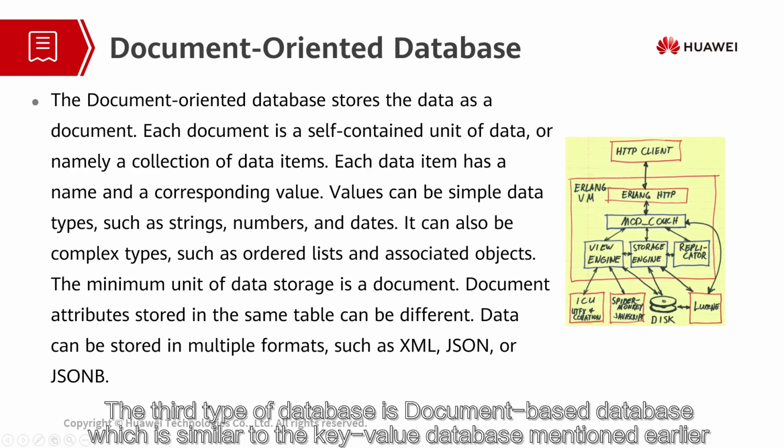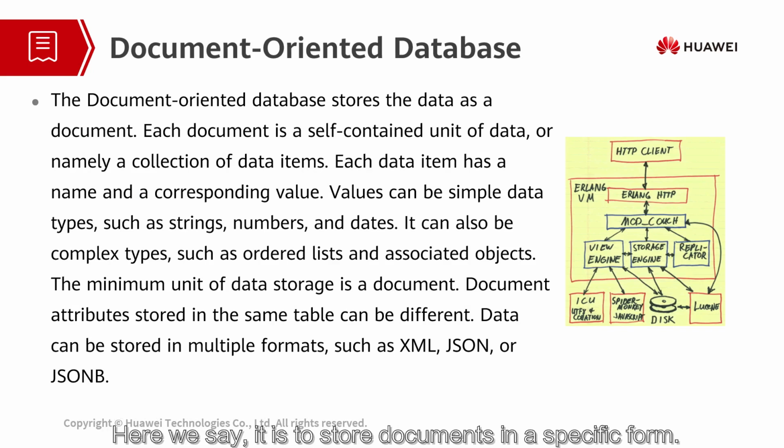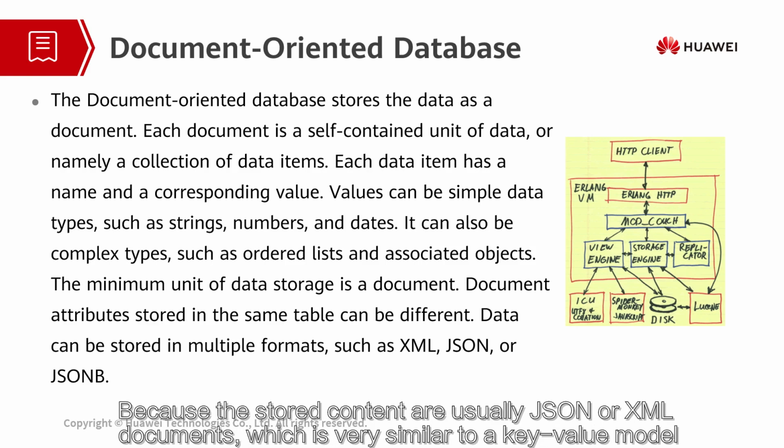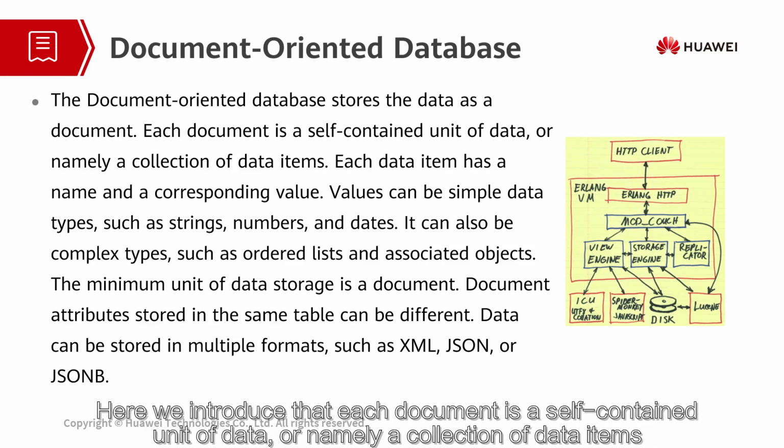The third type of database is document-based database, which is similar to the key value database mentioned earlier. Here we say it is to store documents in a specific form, and simply speaking, it can be regarded as an upgraded version of the key value database, because the stored content are usually JSON or XML documents, which is very similar to a key value model. Here, we introduce that each document is a self-contained unit of data, or namely, a collection of data items.